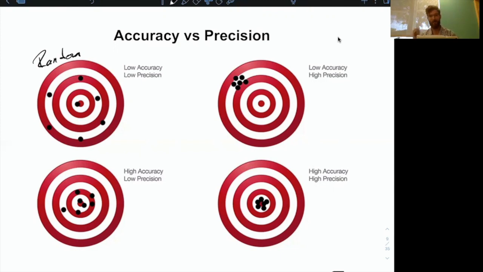Here we have high precision, low accuracy. This is when we start talking about the systematic error. All of these data points are going to the same place. We're just not hitting the bullseye. Finally, high accuracy, low precision. This we would call random error.